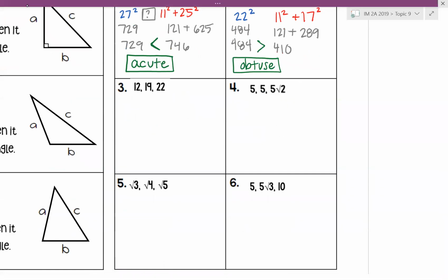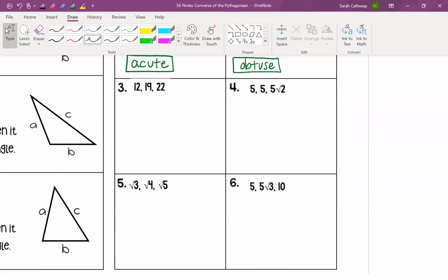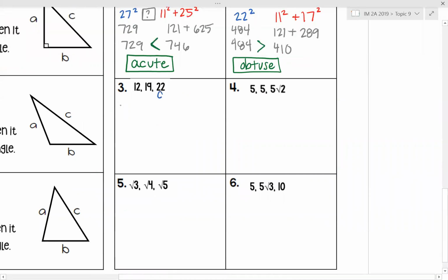For the next one, we have 12, 19, and 22. So our C is 22, so 22 squared. We're going to compare that to 12 squared plus 19 squared. So we've got 22 squared compared to 12 squared plus 19 squared. 22 squared, again, is 484. We're comparing that to 144.